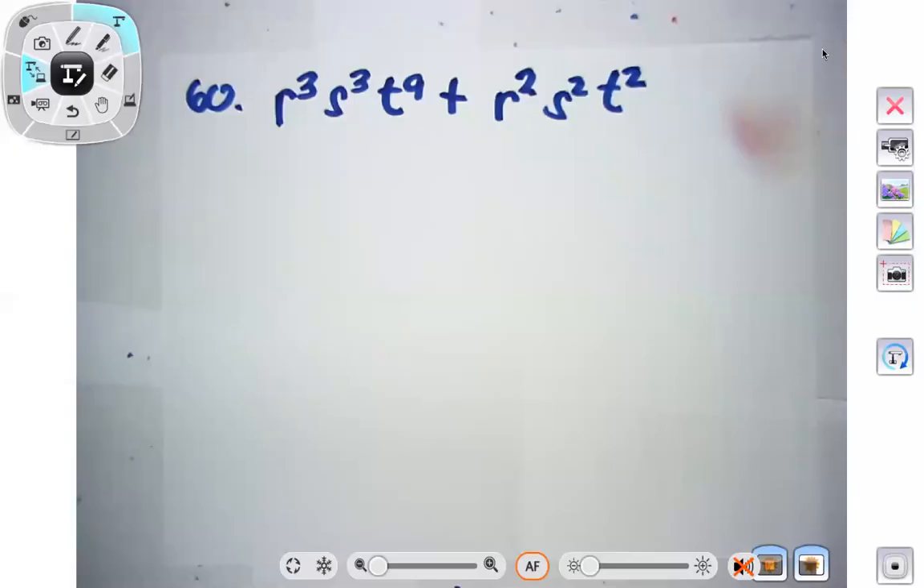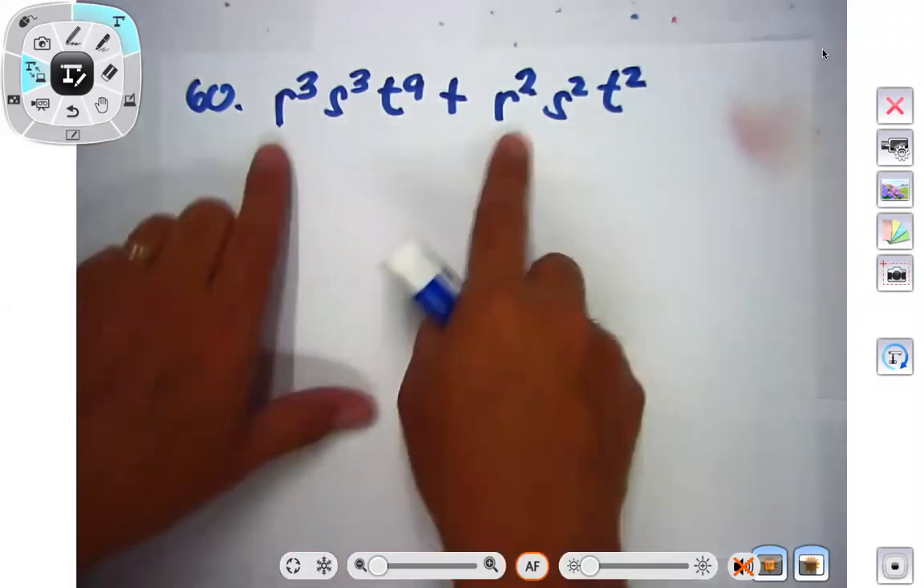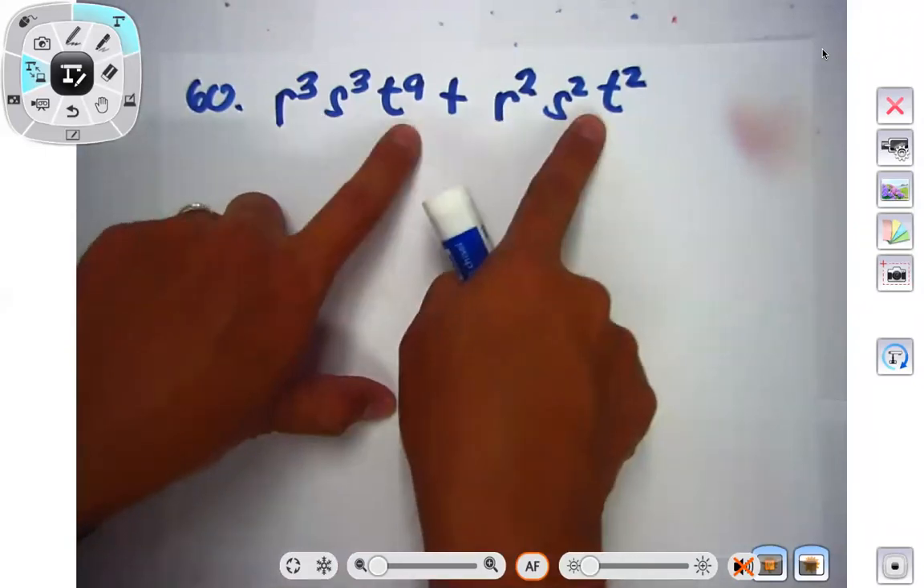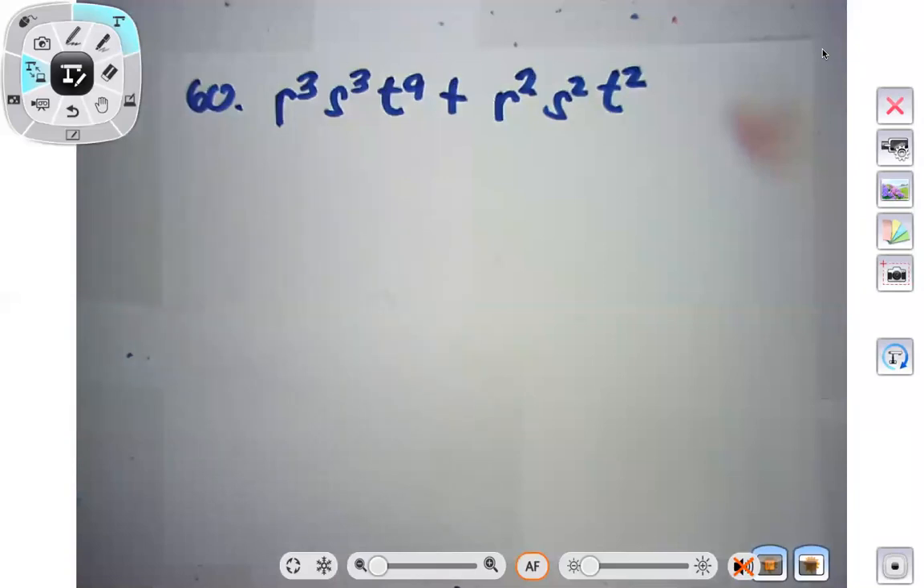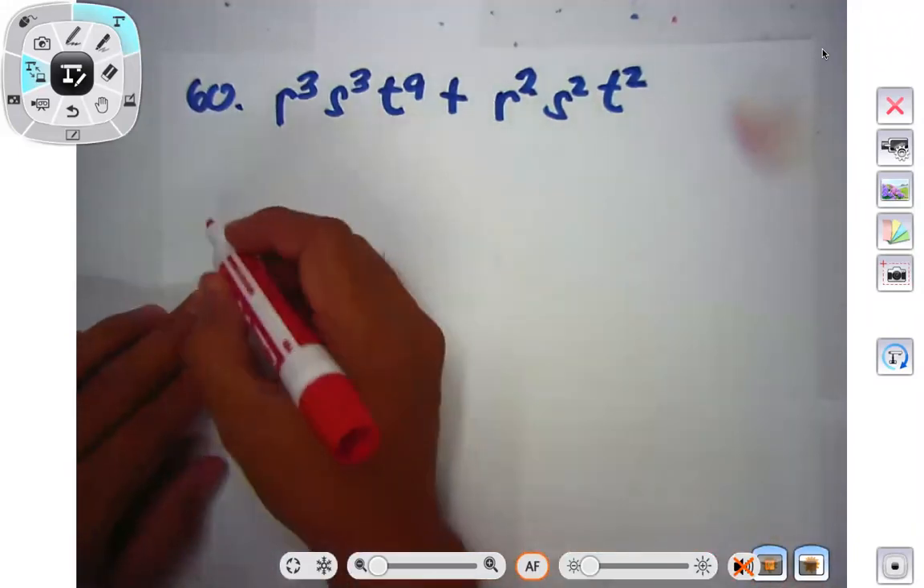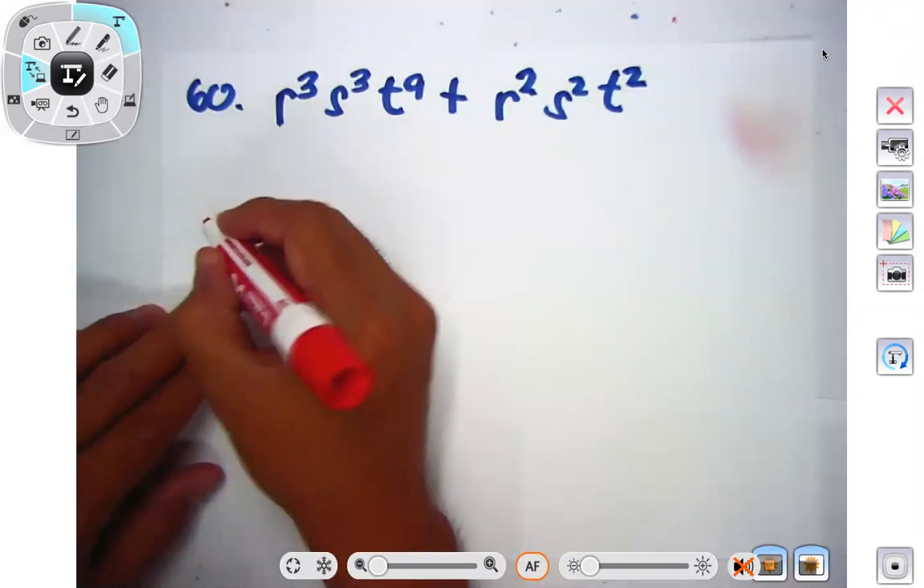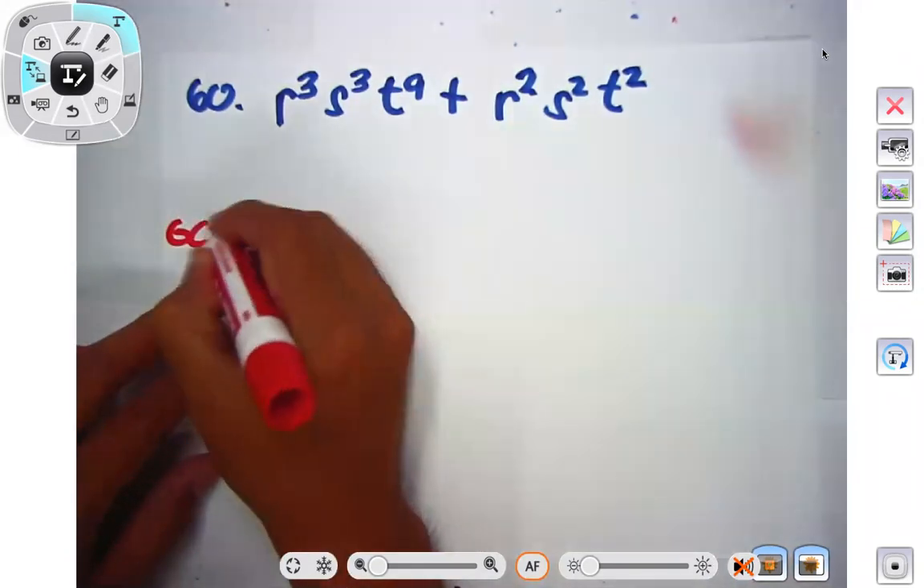Number 8: you have r cubed s cubed t raised to 9 plus r squared s squared t squared. What do you think is the GCF here? Take the smaller power. r is common, s is common, t is common, so that means we have a GCF for the powers r, s, and t. Without doing prime factorization, what do you think is your GCF here? Although we can show that later. Okay, what's your GCF?